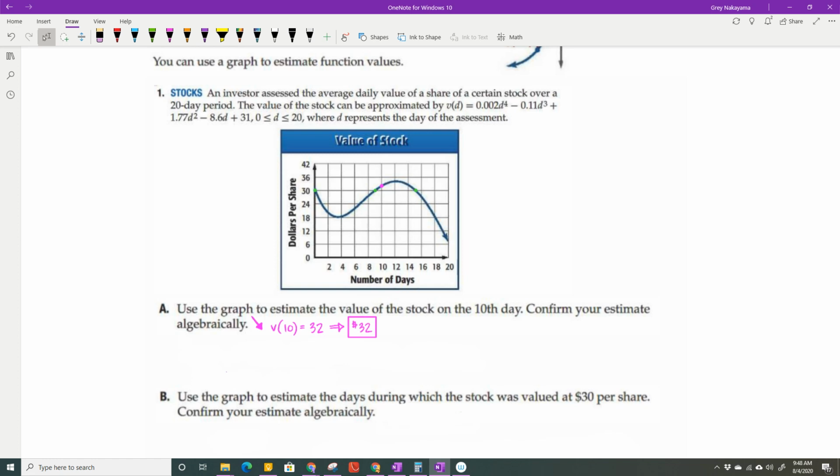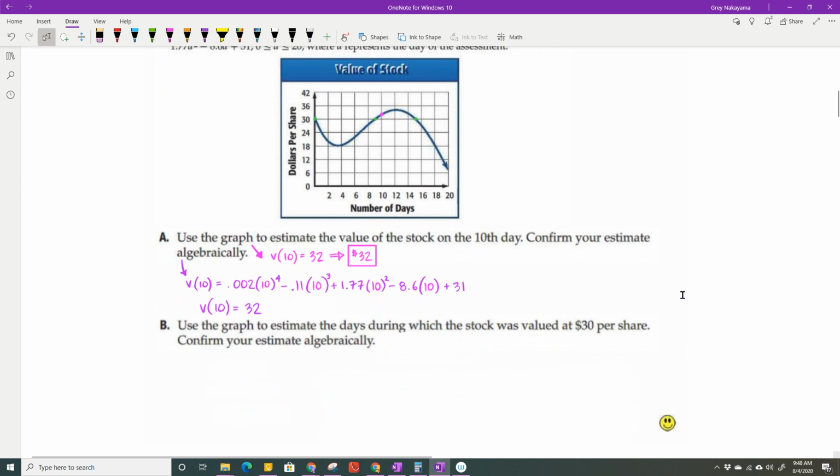They ask us to confirm that estimate algebraically. So to confirm it algebraically, that ties into what we did on the previous lesson, and that's evaluating the function for V of 10. So remember, we're going to write the function rule, which is what is up here, right up there. And everywhere we have a variable in parentheses, we're going to plug in 10. And when you simplify that, you find out that V of 10 equals 32. So we're pretty good at reading the graph. Now, one of the things that I want to point out to you, we'll go do the next problem first, and then I'll talk about it.